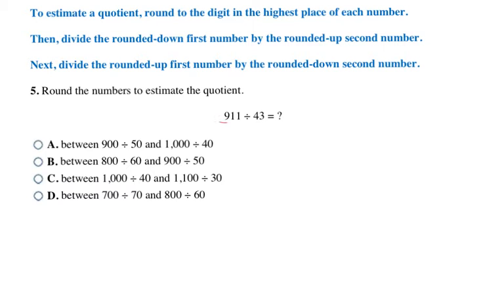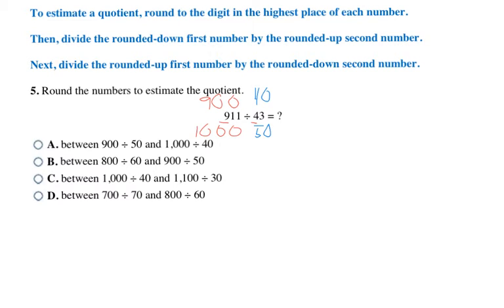So once again, I'm going to try rounding to the highest place value. And so that would be 9 and 4 in these two numbers. If I round 911 down, that's going to be 900. And if I round that 9 up to 10, that's going to be 1,000. And then I'll do the same with the 43. If I keep that 4 the same, it's going to be 40. And if I round that 4 up to 5, that would be 50.